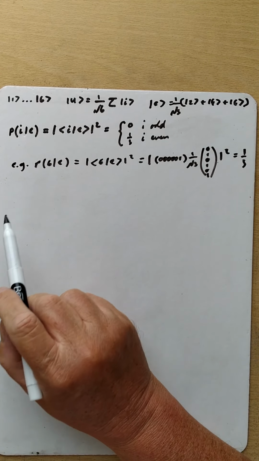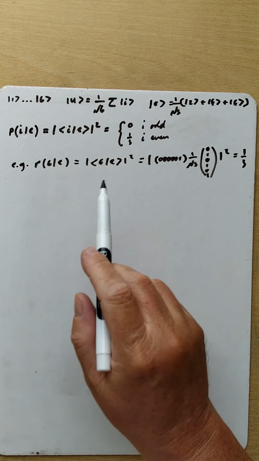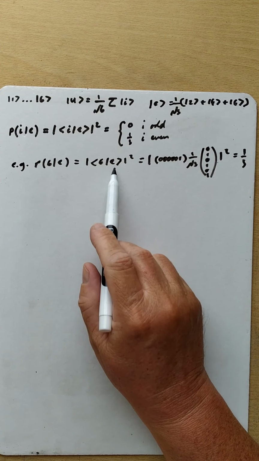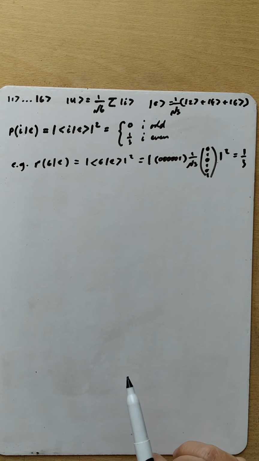So for example, the probability of it being a 6 when it's in the even state, we simply take the dot product of 6 with the even state, which evaluates to this, which is 1/3.